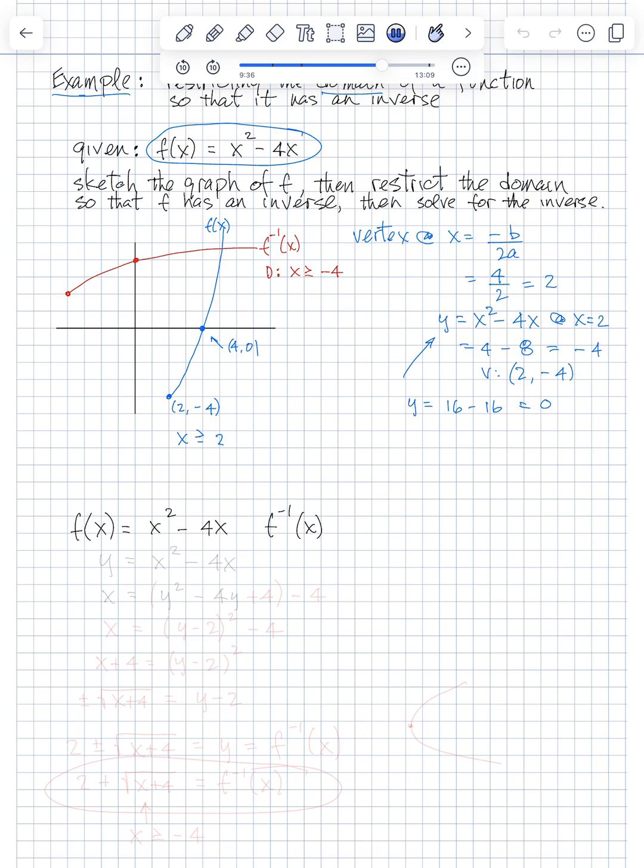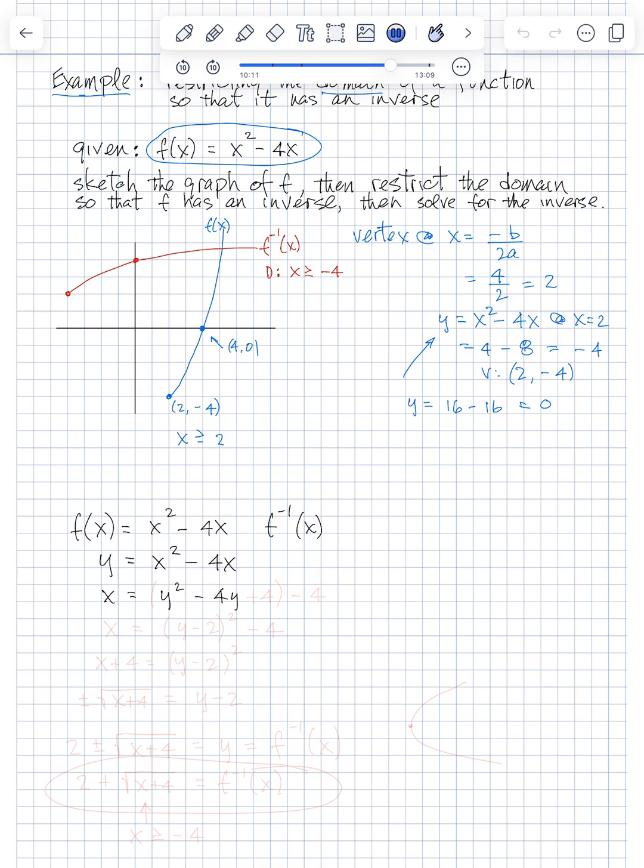Okay, so let's start off like we normally do. y equals x squared minus 4x. And we're going to switch the variables. x equals y squared minus 4y. Well, it's hard to get y by itself in a case like this, so we have to kind of go back in our algebra and figure out how we are going to do this.